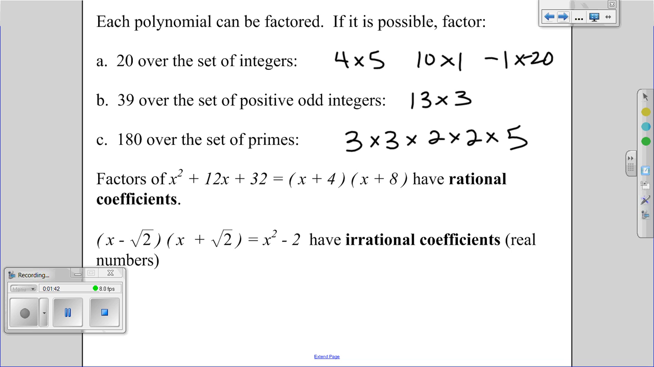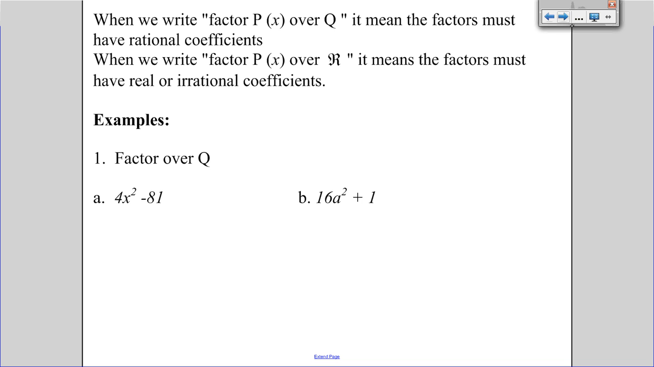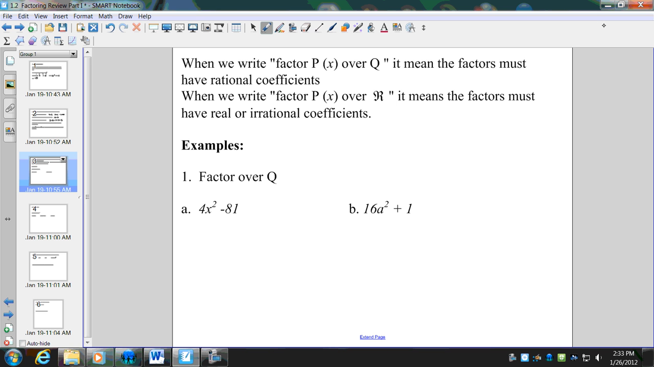What we're going to focus on, though, are the differences between having rational coefficients and irrational. So in other words, irrational meaning roots, rational meaning not roots. And that is determined by the group of numbers that we are going to factor over. And we have two different groups here. One is over Q, one is over R.